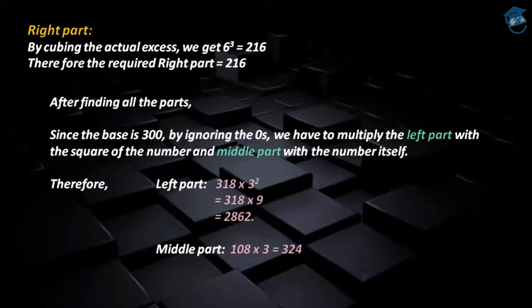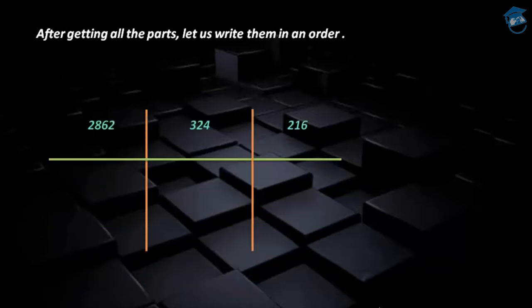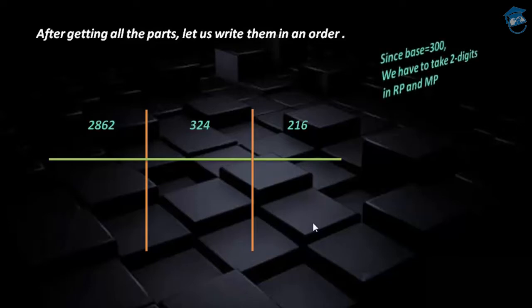After finding these parts, that is the left part and the middle part, and already we have found the right part, we have to write all these three parts in an order like this, and place some vertical and horizontal bars. Friends, you know that here we are finding the cube of a given 3-digit number, and the base we have taken here is 300. Since there are only 2 zeros in our base, we have to take only 2 digits in the right part as well as in the middle part. But in the left part we can have as many digits as we want.